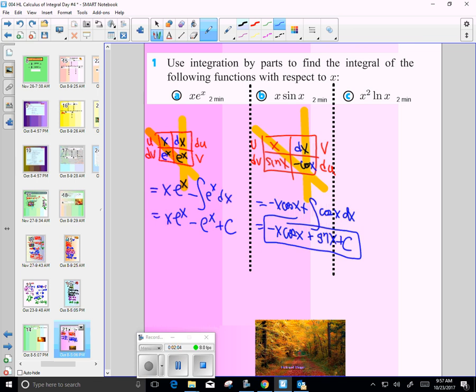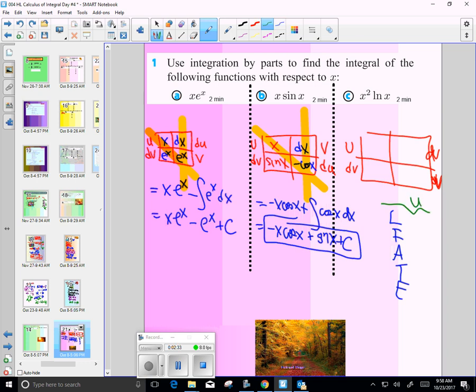Ooh, I can't wait to see what you do with this one. And now I'll see if you're paying attention to LIATE. U dv, v du, and v. So this, if I do LIATE this time, and I put u's are up, dv's are down, and I put x squared for algebra, and natural log is going to be what? Log. Natural log is up here.